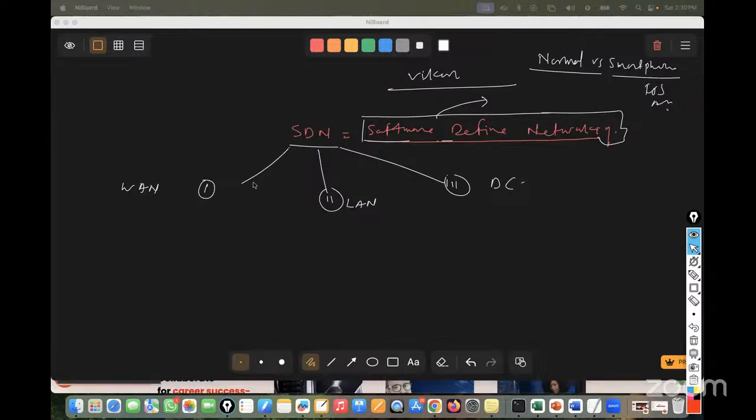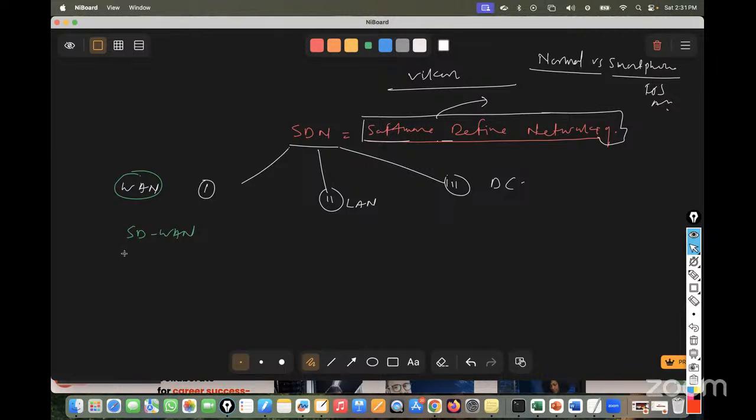Similarly, earlier networking was plain networking; it did not have much intent based networking. Intent based means that the network is very sophisticated and you can mold it as per your requirement. Very flexible. So based on this principle of SDN, the first technology developed for the WAN is known as SD-WAN.